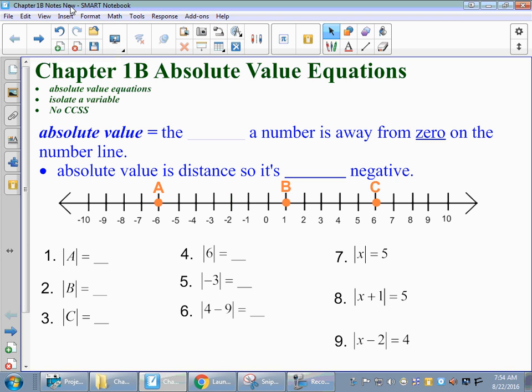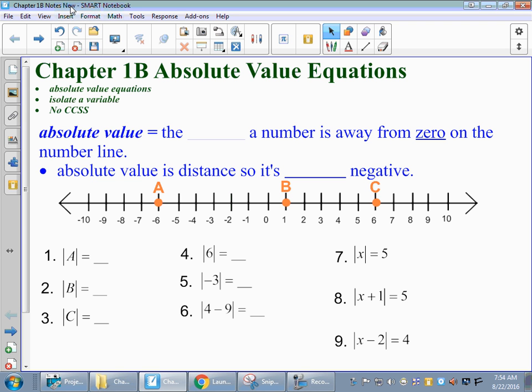These are your Chapter 1B notes. The majority of these notes will be dealing with absolute value equations, and then along with just a process of isolating a variable, getting a variable by itself, not necessarily solving for a variable, but just writing a formula in terms of a different variable.